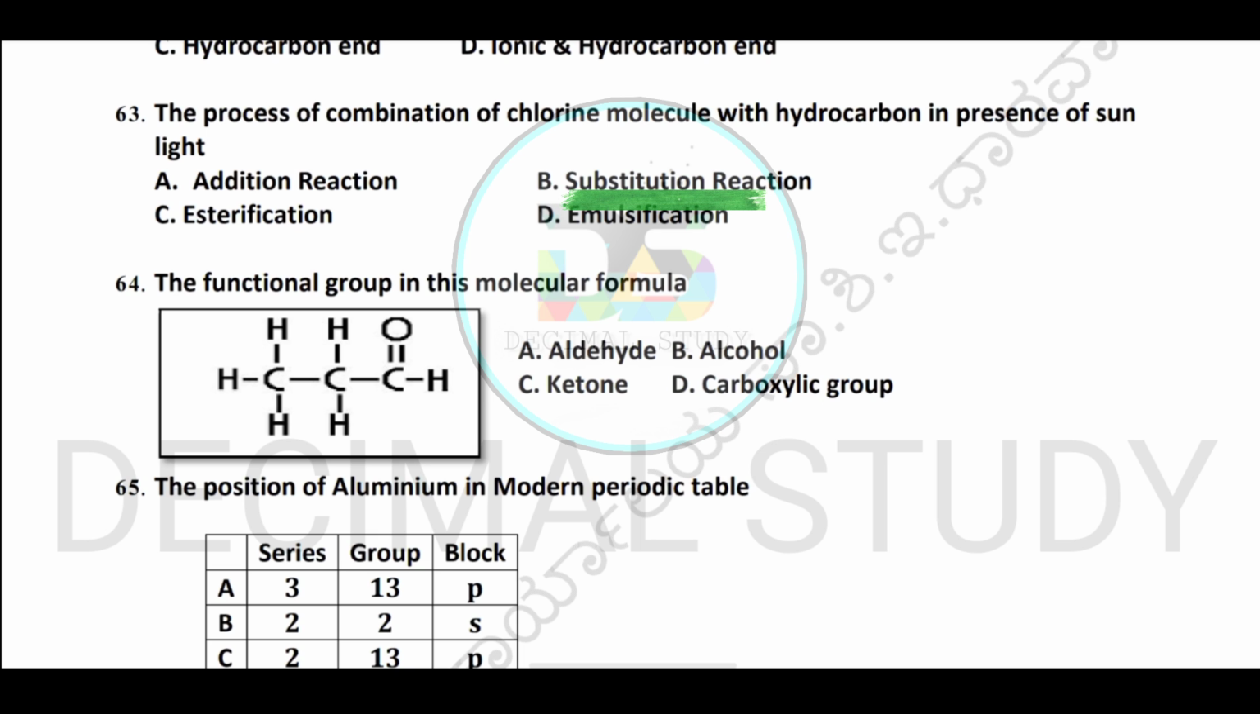Question number 64. The functional group in this molecular formula. Option A, aldehyde, alcohol, ketone, carboxylic group. The right answer is option A, aldehyde.